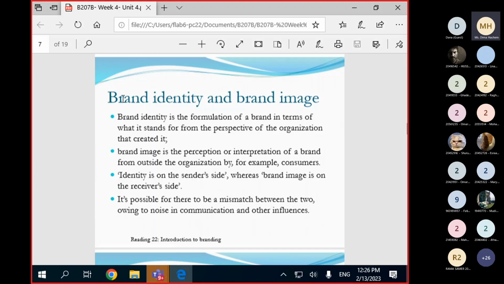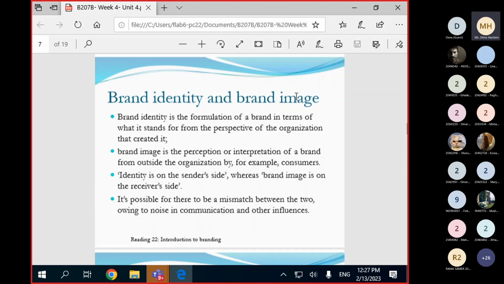So identity is on the sender side and image is on the receiver's side. Will the two always be the exact same? No, no. The more successful brands are able to have a match between what they want their consumers to see and what their consumers actually see. Okay, so the successful brands will have these two almost equal.